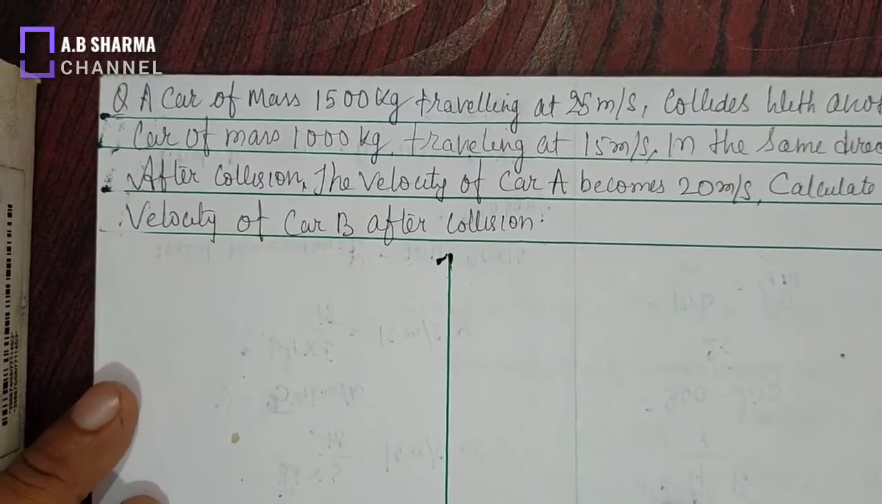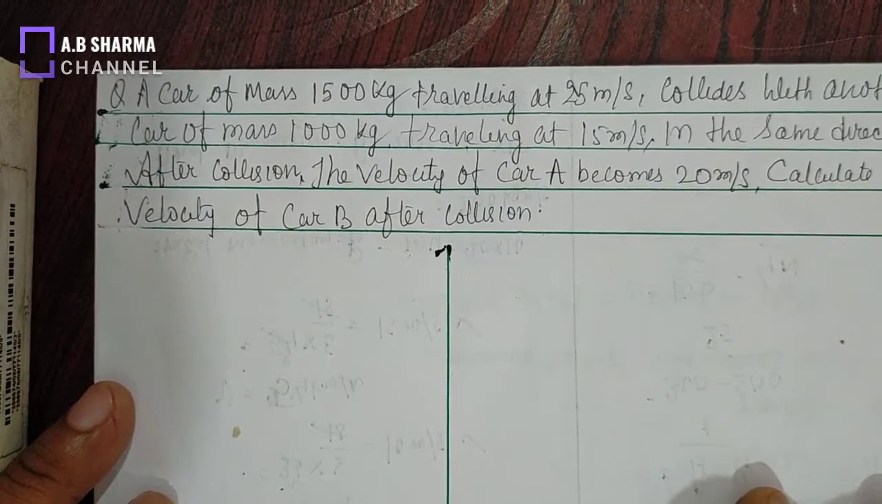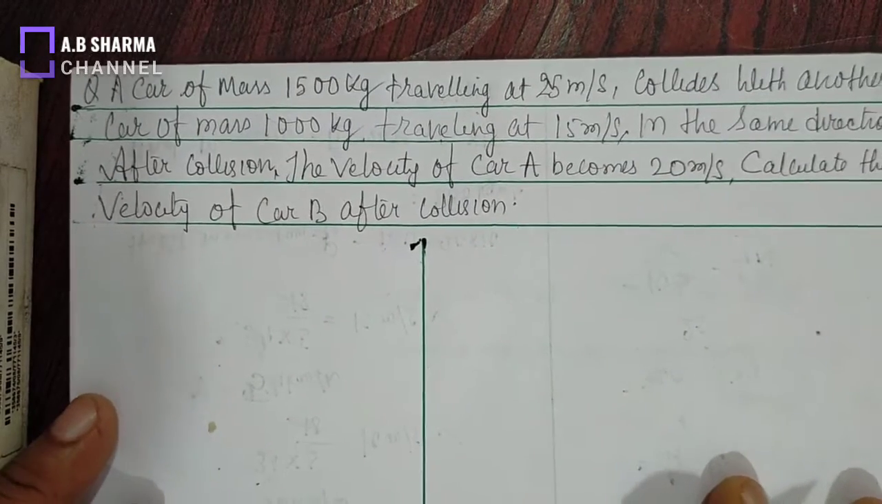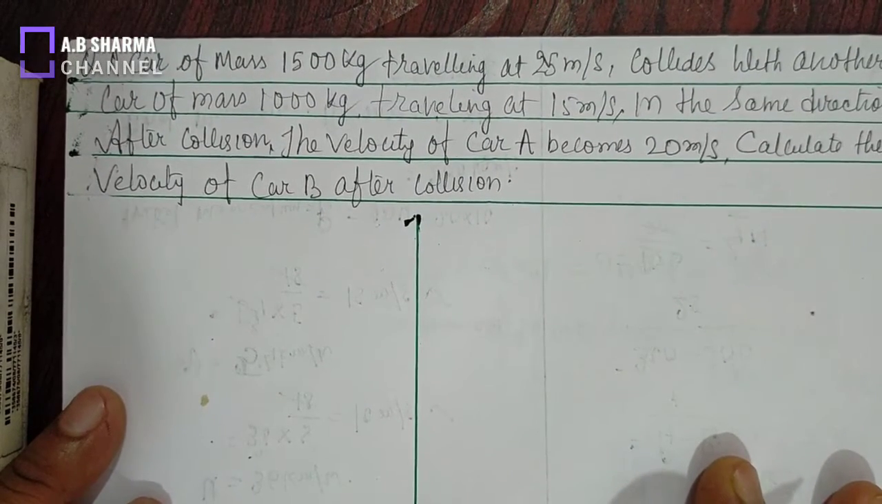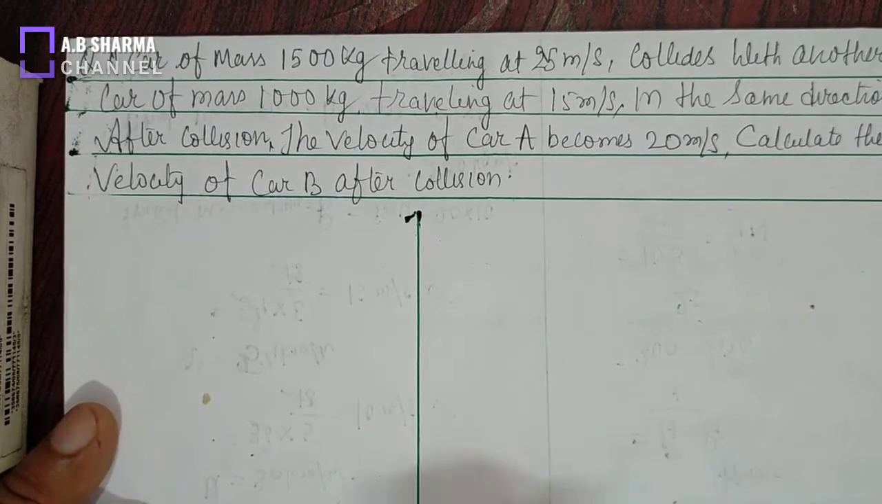Next question is that a car of mass 1500 kg traveling at 25 meter per second collides with another car of mass 1000 kg traveling at 15 meter per second in the same direction. After collision, the velocity of car A becomes 20 meter per second. Calculate the velocity of car B after collision. This is a very simple question based on the conservation law of momentum.